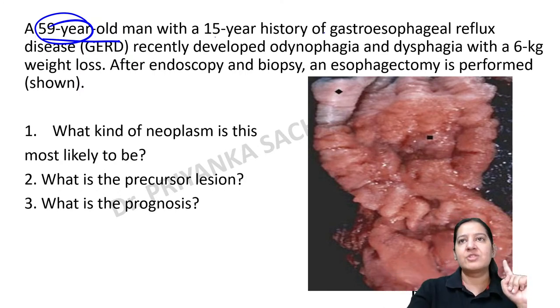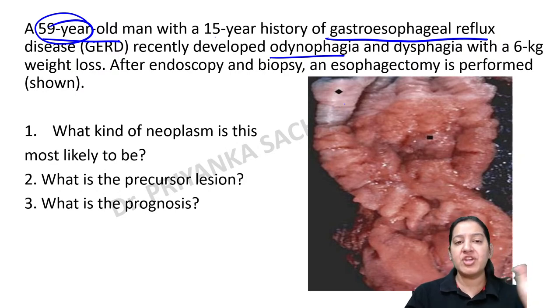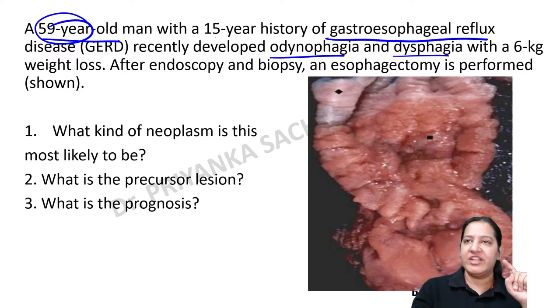With a 15-year history of GERD. So the patient is having a chronic disease, GERD, gastroesophageal reflux disease. Recently develops odynophagia. What do you mean by odynophagia? The patient is having a problem in swallowing. The patient cannot swallow the food. While swallowing the food, the patient is having pain. Pain while swallowing the food, and dysphagia: odynophagia and dysphagia, that is pain during swallowing and difficulty in swallowing.